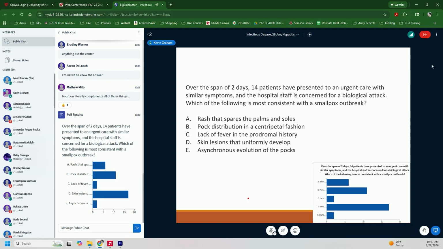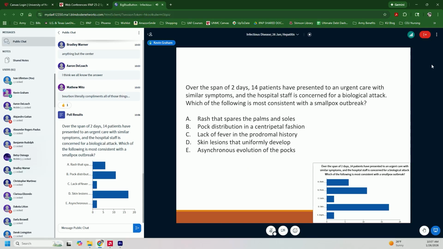the pox lesions in a smallpox outbreak tend to be at the same stage in development. A rash that spares the palms and soles. In this case, does smallpox hit the palms and soles? It does. It's one of the few dermatological manifestations of the virus that hits the palms and soles. Pox in a centripetal fashion. Centripetal means more the center of the body, not the periphery of the body.